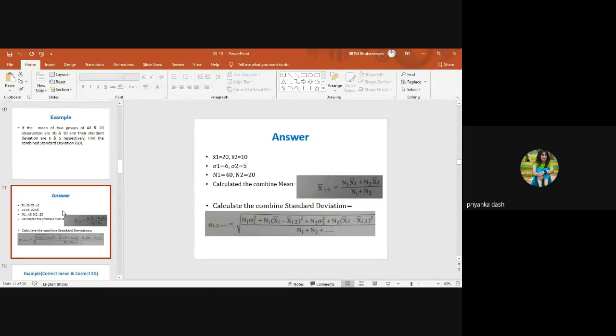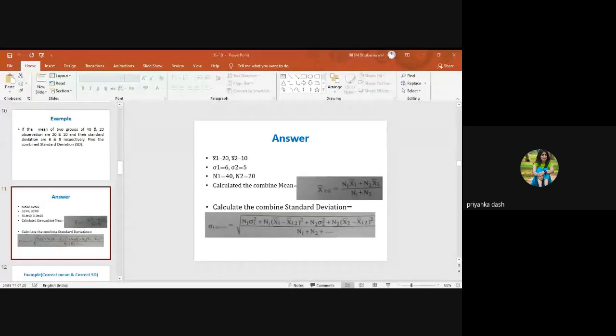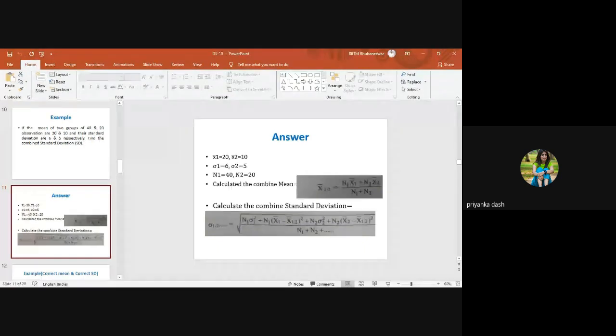Does he have a doubt? Still you are confused. Is it clear from your side? What is the value of combined mean? 16.66, sir. Okay, good. Moving to the next one: calculate the combined standard deviation.